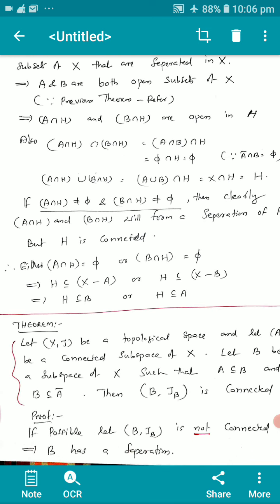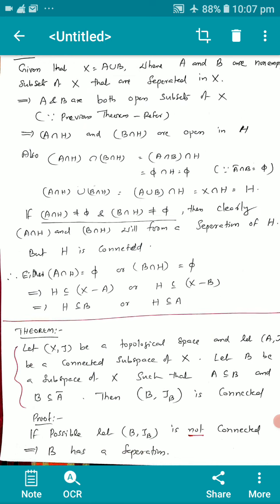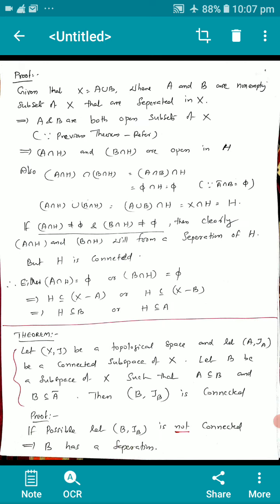This implies H is a subset of X minus A, because A intersection H equals phi, or H is a subset of X minus B. We conclude that when H is a subset of X minus A, that is, H is a subset of B. In the other case, H is a subset of A. That's the proof of the theorem.